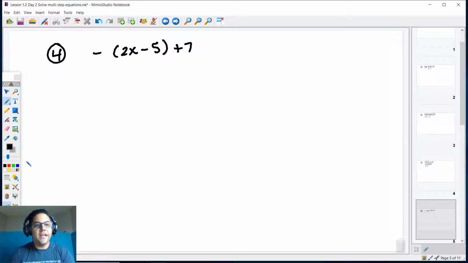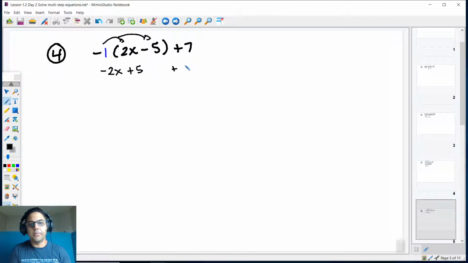On this one, if you'd like to, you may put a negative 1 to make it a little bit more visible, so that when you do your distributive property, it's a little bit easier for some students. So I've got negative 1 times 2x, which is negative 2x. Again, just practicing my distributive property, then combining like terms. Negative 1 times negative 5 is a positive 5. And then a simple plus 7.